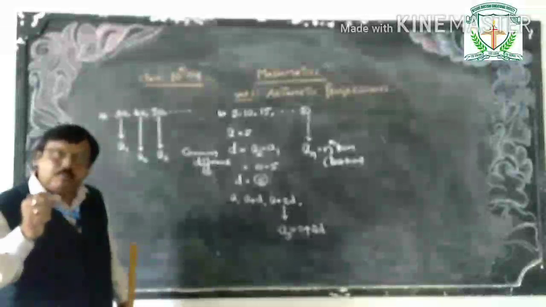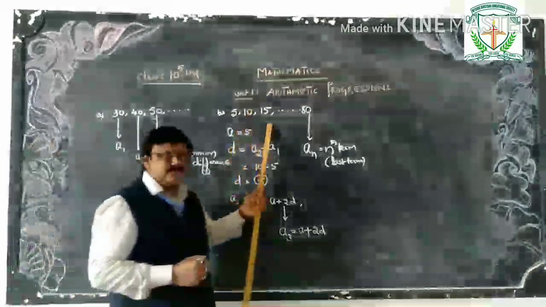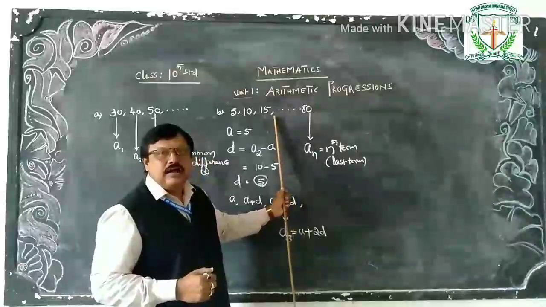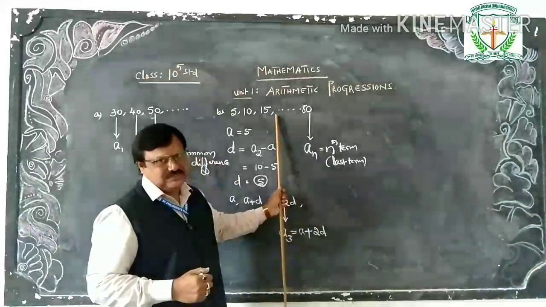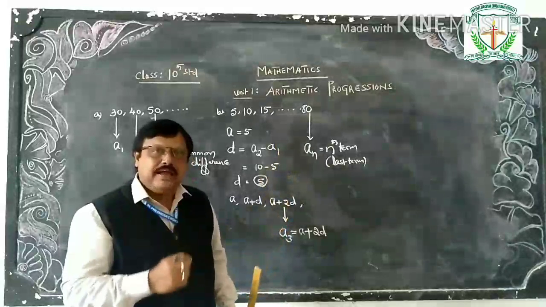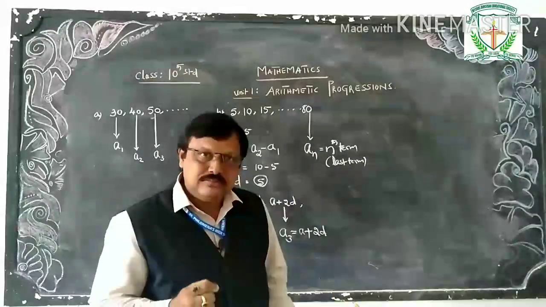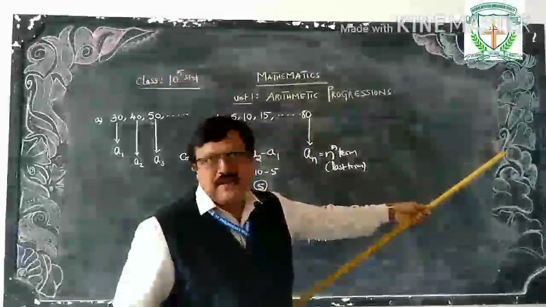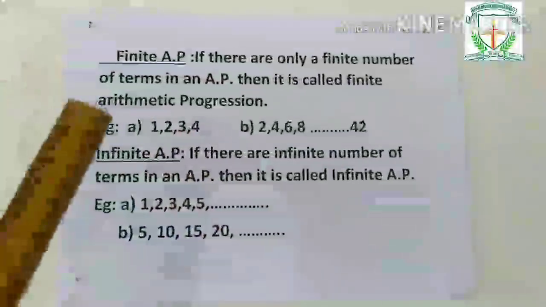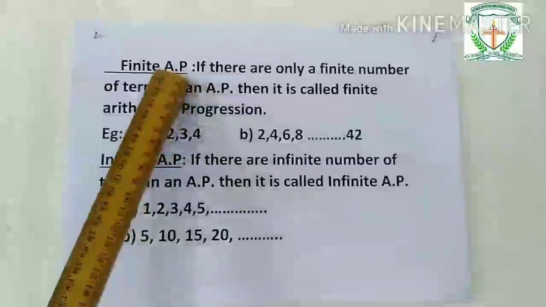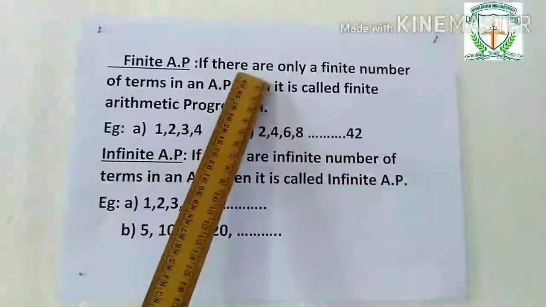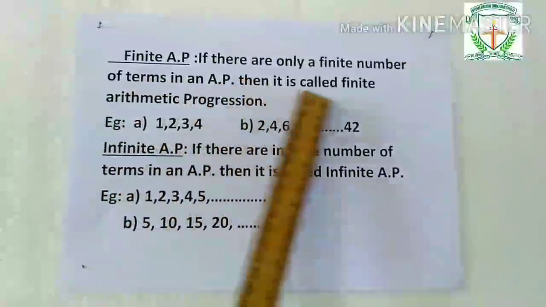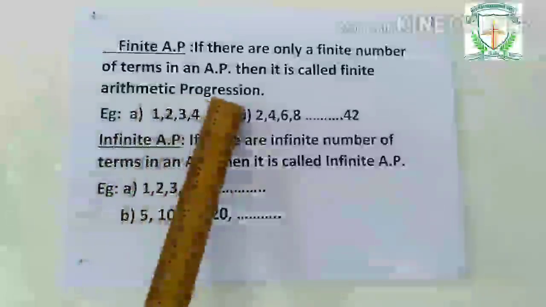infinite arithmetic progression. But here there is an end. I have not continued that. So it is called a finite arithmetic progression. Then, what do you mean by finite arithmetic progression and infinite arithmetic progression? It is displayed there, you can see that. Students, you read this. Finite arithmetic progression: if there are only a finite number of terms in an AP, then it is called finite arithmetic progression.